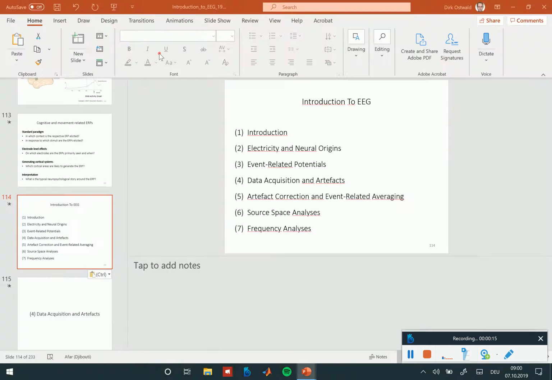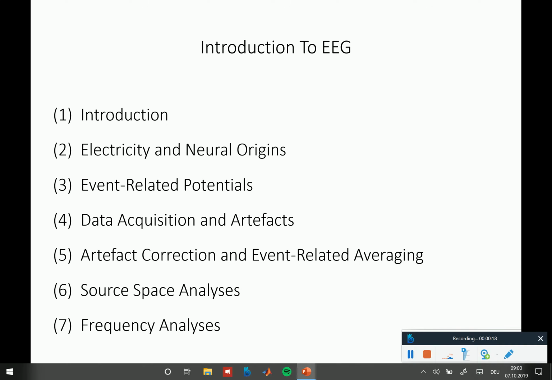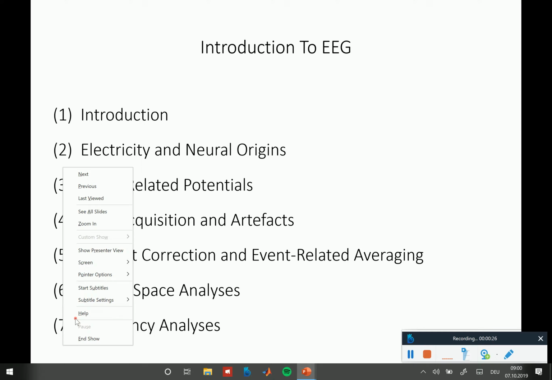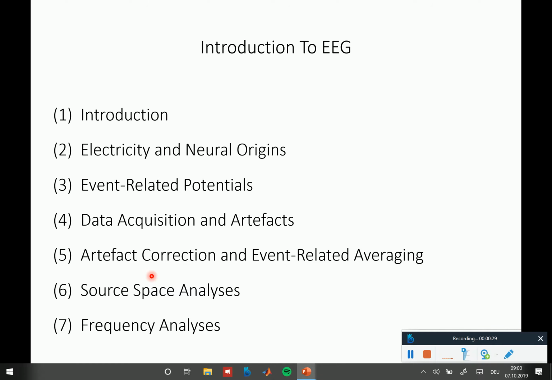This is where we are currently at. First, let me get my setup working here. Where's my pointer? There we go. So we are in our introduction to the EEG, and last week we had a brief run through the entire EEG process and then went a little bit into discussing electrical concepts and the neural origins of the EEG.